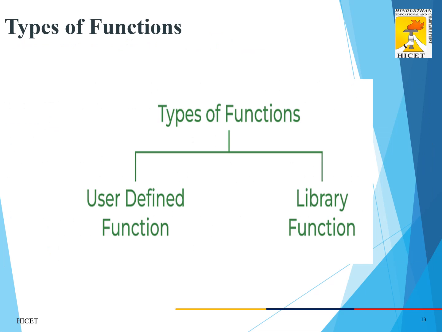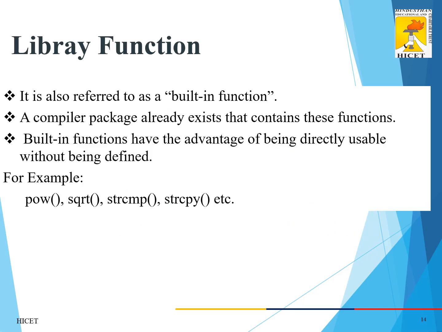Next, types of functions. There are two types of functions. First one is user defined function and another one is library function. First we discuss library functions. Library functions are already written and built into the compiler. That's why we call them built-in functions. For example, include printf, scanf, pow means power, and sqrt means square root. These save us time because we don't have to write the logic ourselves. We can just use them directly.